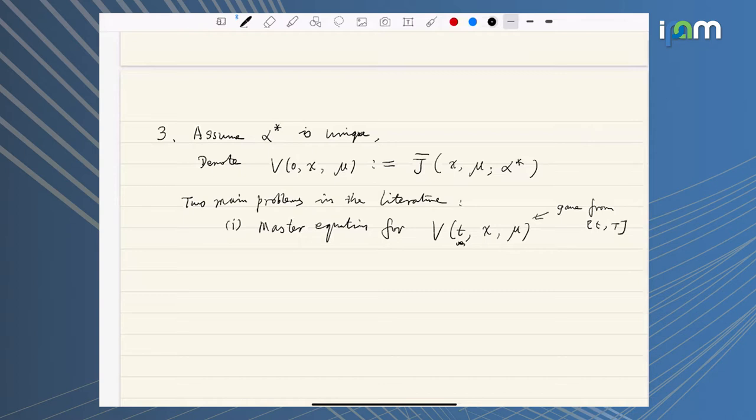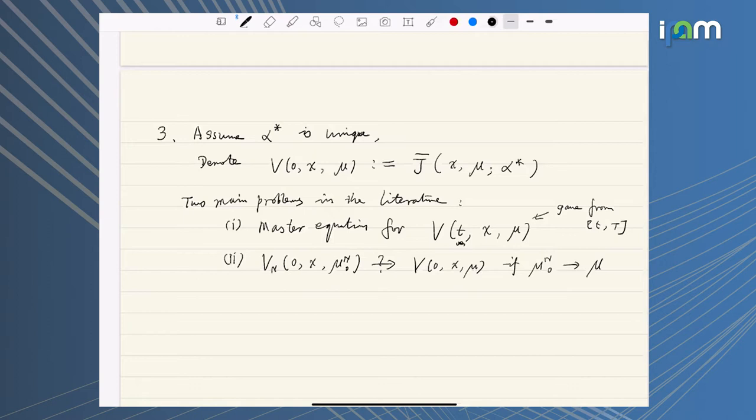The second one is, I didn't introduce this notation, but you can imagine what it is. For the N player game, you get the value. Does this converge to the value of the mean field game? So these are two typical questions. Of course, I'm talking about the value V here. There are many other applications, including numerical methods, et cetera.